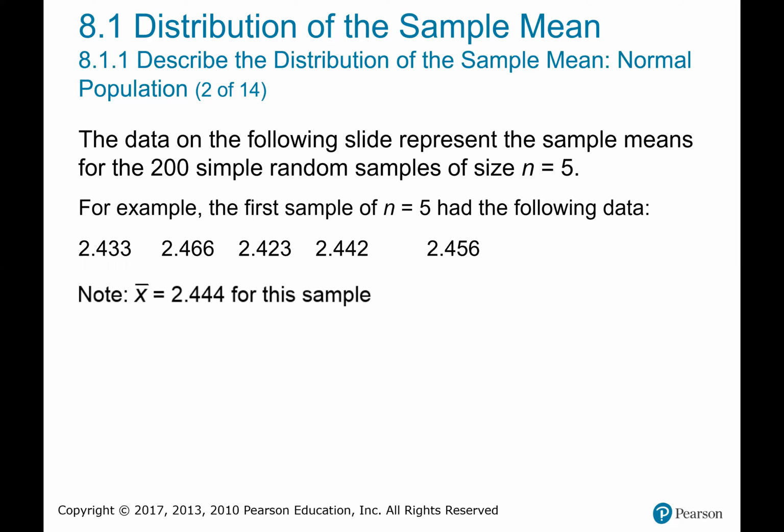And then I'm going to find the X bar. I add these up and divide by 5, so the X bar is equal to 2.444 for this sample. Then I'm going to repeat this for 200 simple random samples, and again, each one of these is going to be unique. So, the next slide.